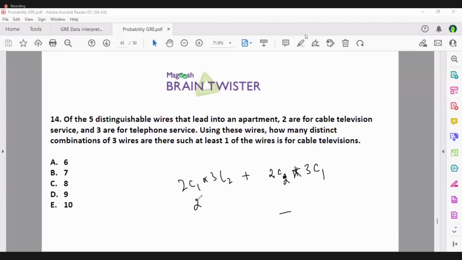So 2C1 is basically 2, 3C2 is 3, plus 2C2 is 1, 3C1 is 3. So this is 6 plus 3, 9. Great. Another method, anyone who can tell me another method?